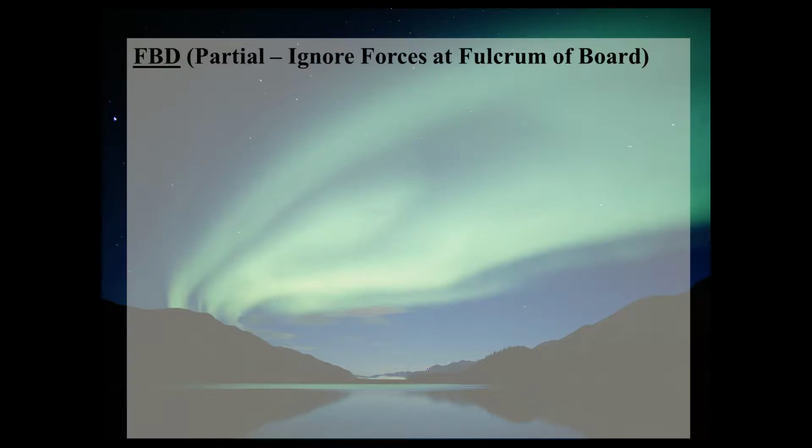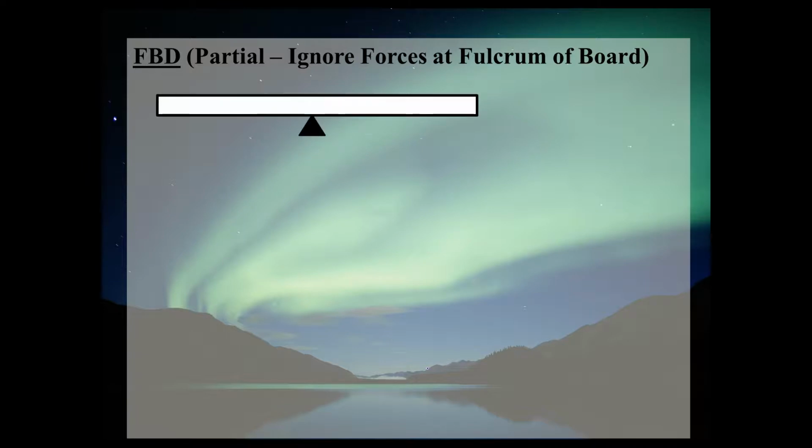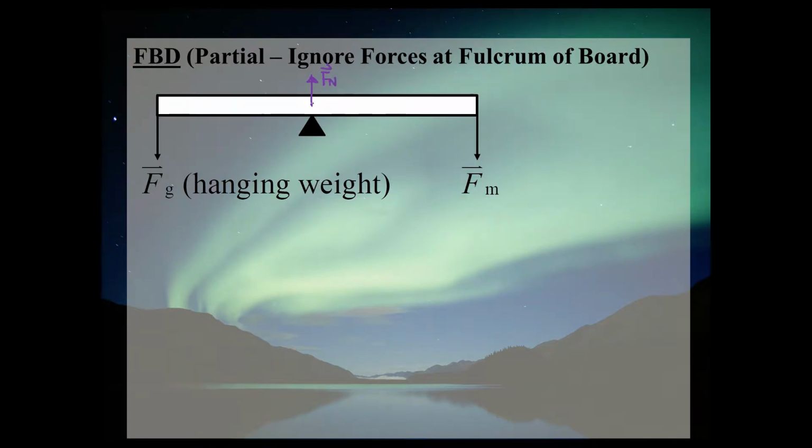The starting point for this derivation is a free body diagram of this teeter-totter or this board. I said a partial free body diagram because I'm not showing all the forces. On the left-hand side, you have the force of gravity due to that hanging weight. On the right-hand side, you have a magnetic deflecting force in accordance with the third-hand rule. There would be two other forces on this. You would have a normal force from this little fulcrum that points straight up, which would be Fn. And this board itself has its own mass and weight.